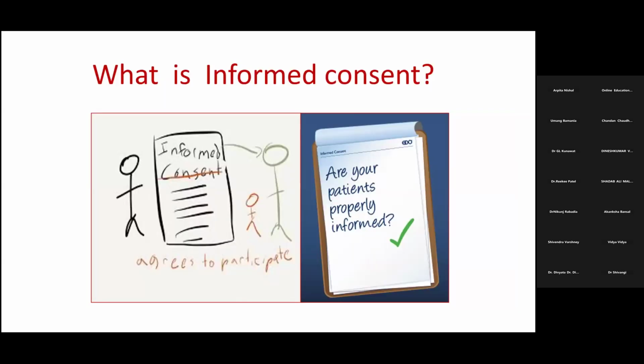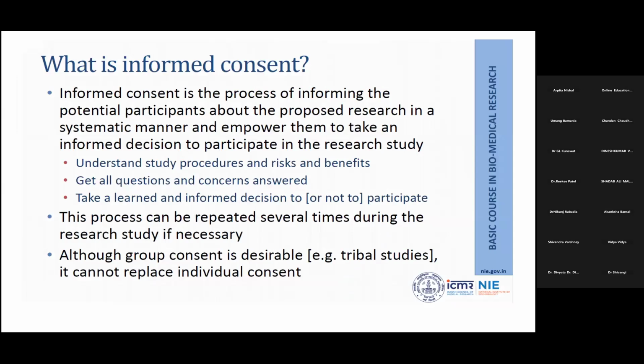And to follow these four principles, we take an informed consent. Now, what is an informed consent? Informed consent is a process. It is not just a tick mark, it is a process. It's a systematic process in which we systematically inform the potential participants, because until they give consent, they are potential participants, about the proposed research. We inform them in detail, step by step, and this empowers them to take an informed decision to participate in the research study. That is why we say it is not just consent, it is informed consent. So what do we do in that systematic manner? We explain to them and make them understand the study procedures, the risks, and the benefits that are involved in the study.